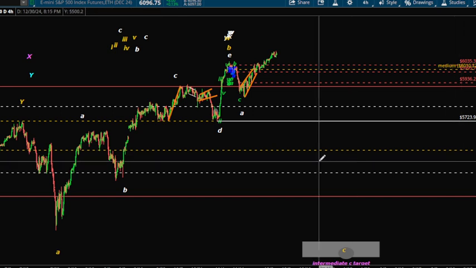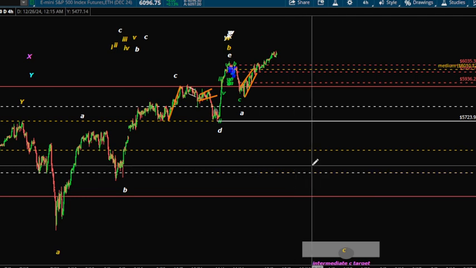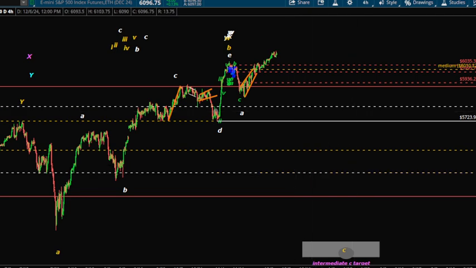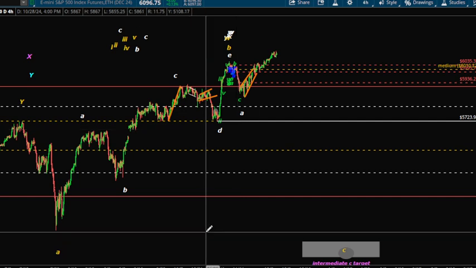S&P update. Really, my conviction is the same. I said that we topped here in July, and this is all a corrective move up.